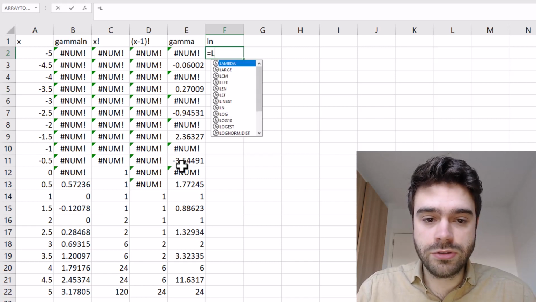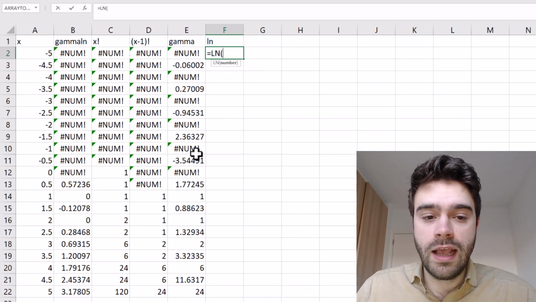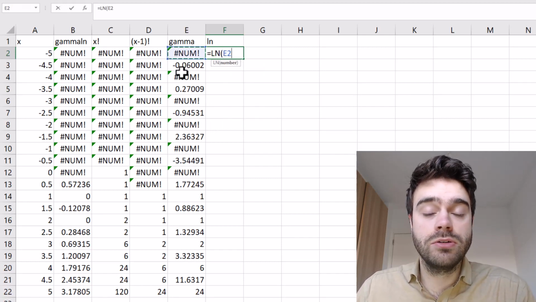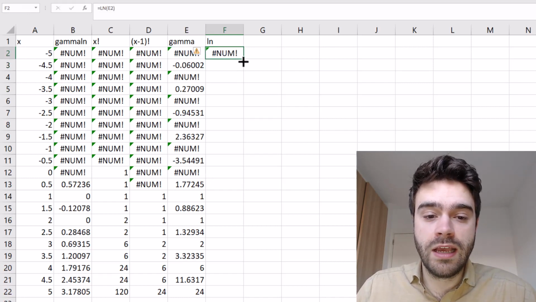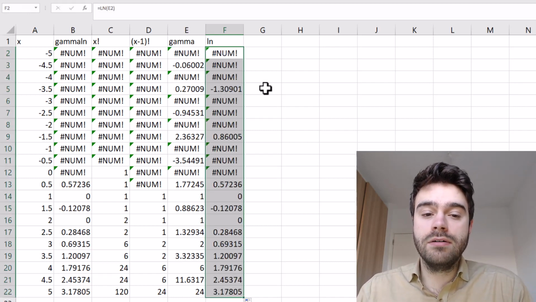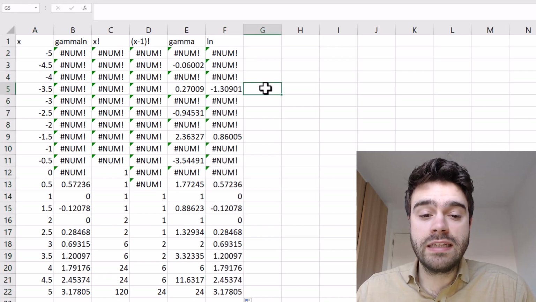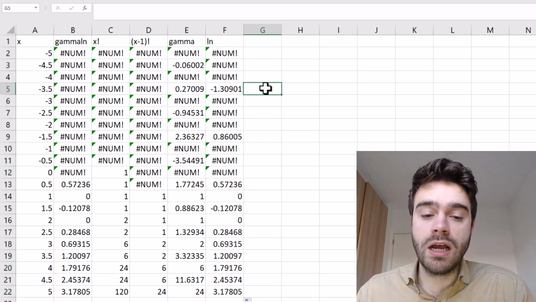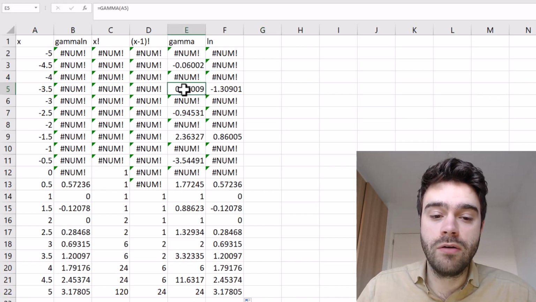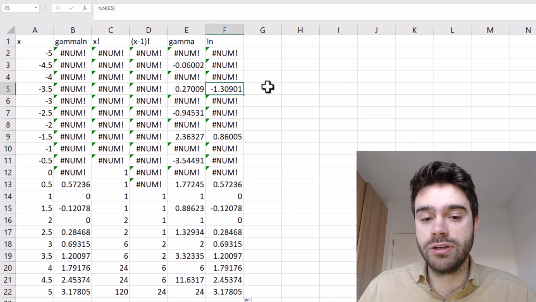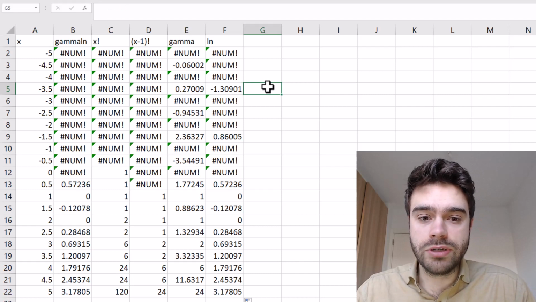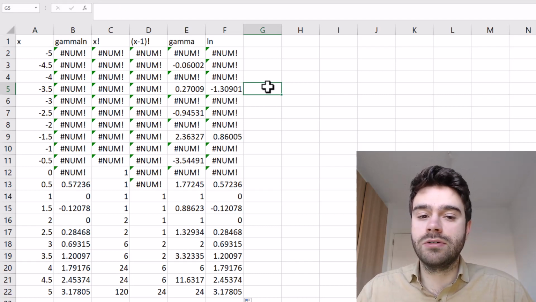For this, we can use the ln function. And so we supply it a number, so whatever was being returned by the gamma function, and we pull this down. Now, a logarithm, you can only take that from positive numbers. So only there where the gamma function supplies us a positive number, we are able to take the natural logarithm. Now, the natural logarithm comes of course from a regular logarithm.